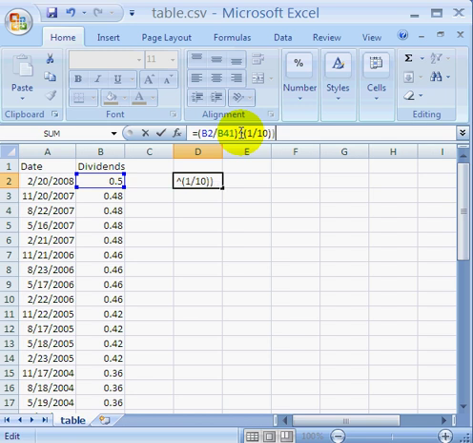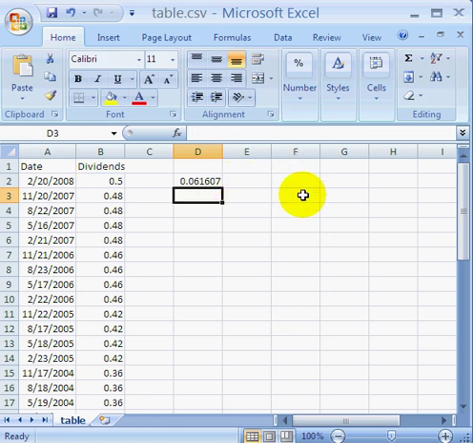And then we have to subtract 1 from that to get the growth rate. And so that growth rate is about 6.16% if we look at a point-to-point estimate.